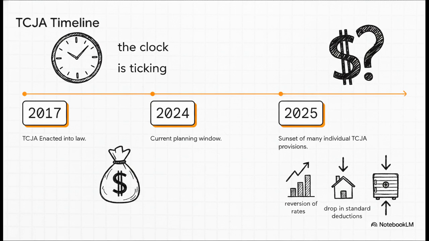And speaking of that, the clock is literally ticking on the Tax Cuts and Jobs Act of 2017. 2024 is your critical planning window, because in 2025, a ton of individual provisions are set to just vanish. Any long-term planning you're doing right now has to account for potential rate reversions, a drop in standard deductions, and the slashing of those massive estate exemptions we talked about.